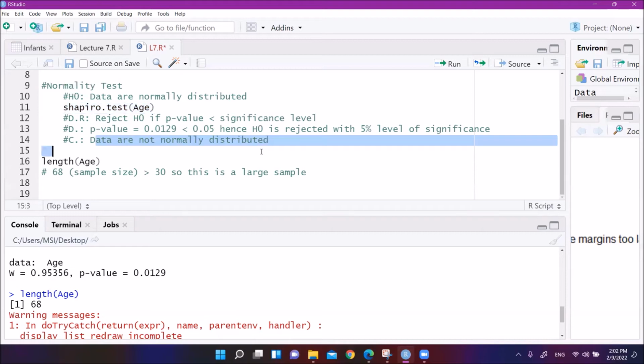And if the data are not normally distributed according to the significance level that I give, you have to go for a non-parametric test and you have to reason that out. You have to say, okay, I did the Shapiro test, it showed that the data are not normally distributed, so I went to the non-parametric test. You have to reason out everything clearly.